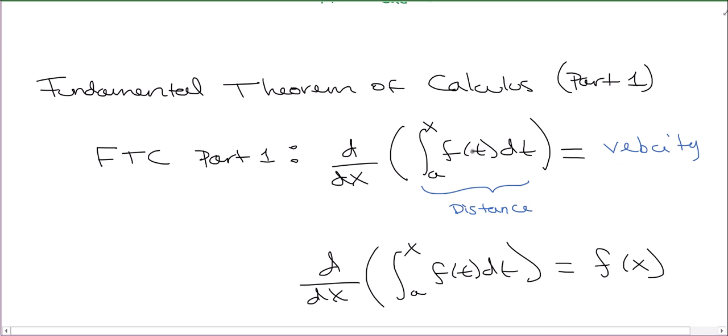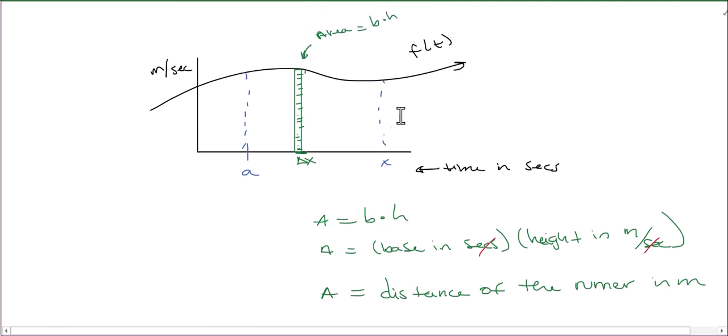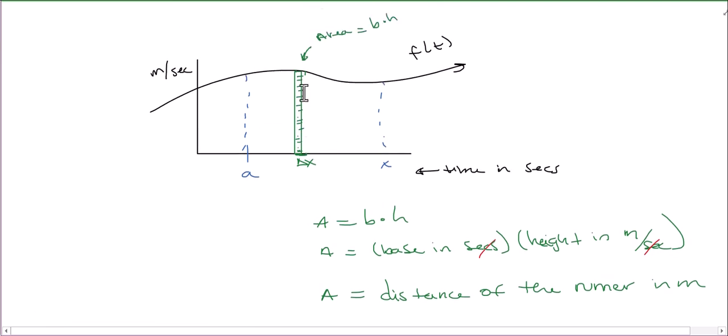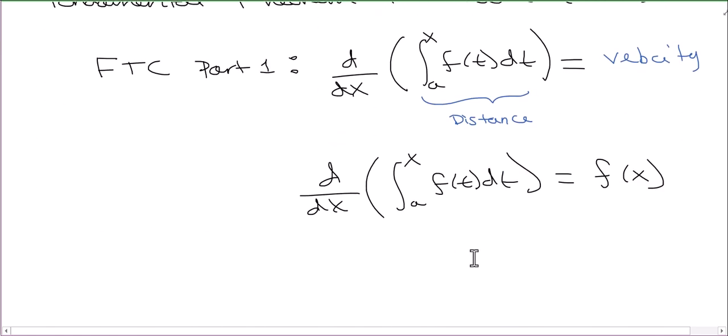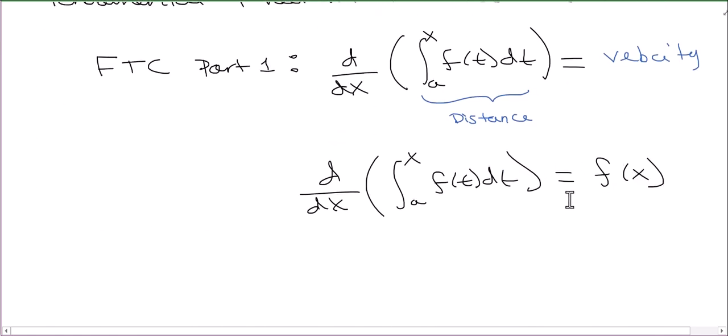Notice that this is the distance in terms of t, but when I take the derivative with respect to that top limit, the x that is moving, I get the velocity in terms of x. So my t's are essentially gone. That is because as x moves, we're plugging it into that function, and so we end up with the velocity in terms of x.